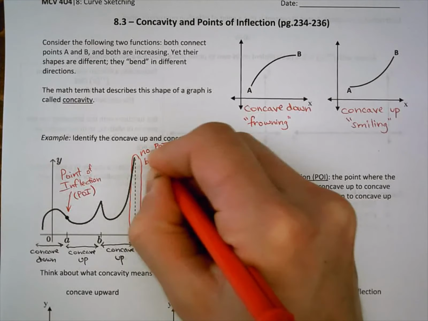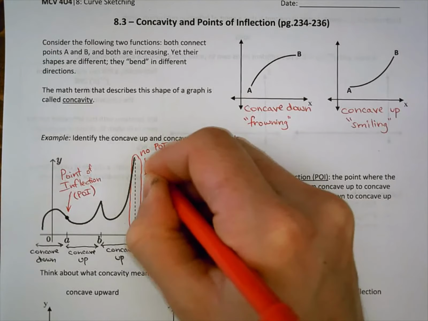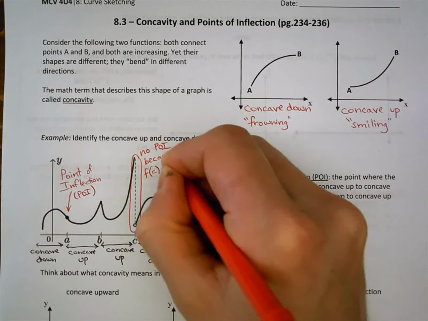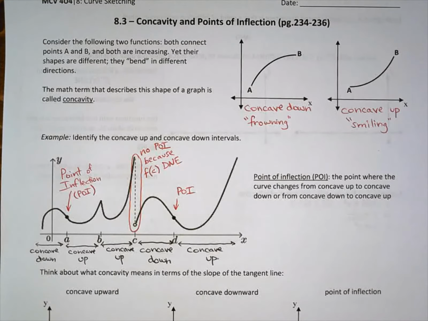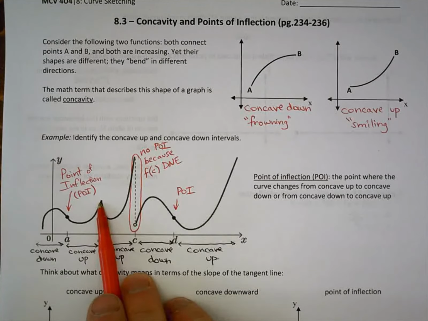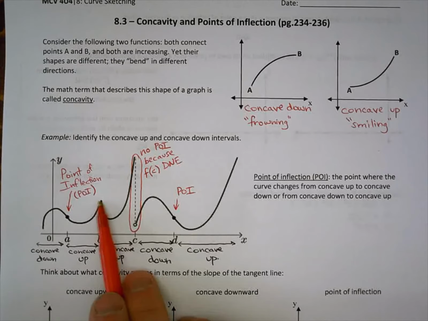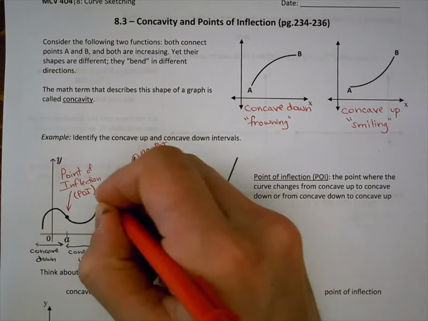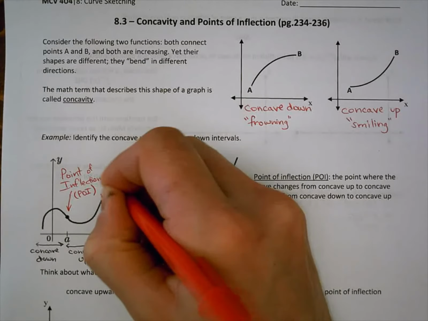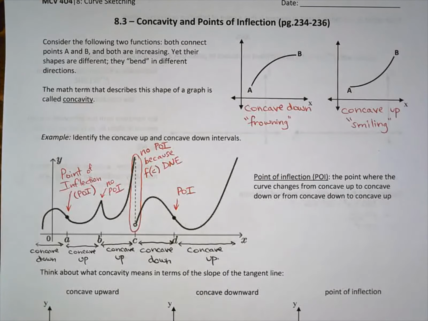because f at c, the original function at c, does not exist. So that's a point we're going to get to. And what about this point here? Well, here we have concave up, and here we have concave up. So there's no change of concavity, so right here, no POI, because there's no change in concavity.